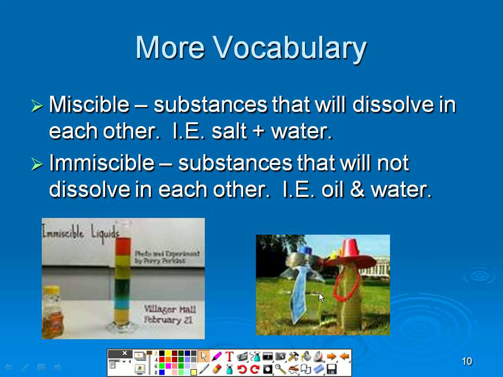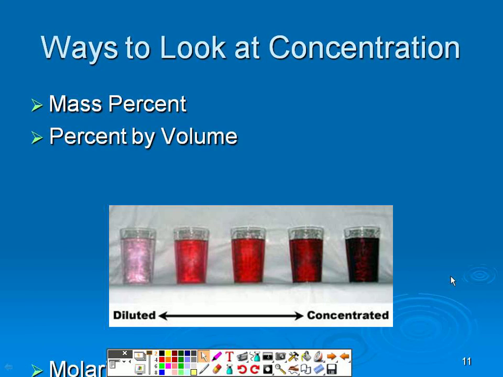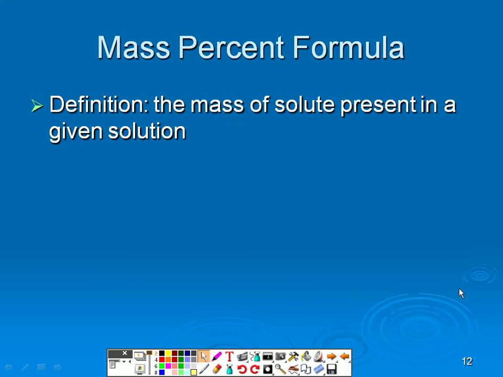Here's a great density column of items that are immiscible. And here's the container of water and oil. They are immiscible. Ways to look at concentration: we're going to talk about mass percent, percent by volume, and molarity. And you can look at this great picture here of going from less concentrated to more concentrated. The color shows that quite well.